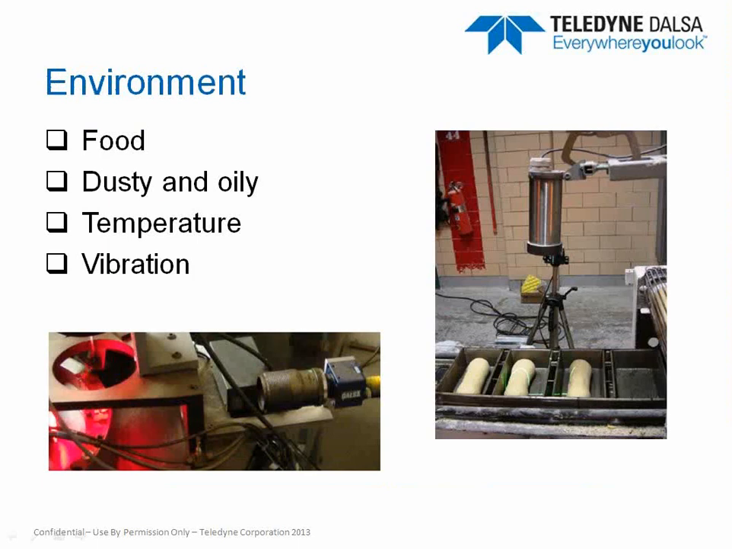Environment. There's a lot of different environments. A lot of the new smart cameras are becoming or are IP67 or IP rated. You got environments like food, dusty and oily environments, high temperature, and vibration. One of the things about IP67 is the rating is not for what they call the food rate as far as cleanness is. You need to be in stainless steel.